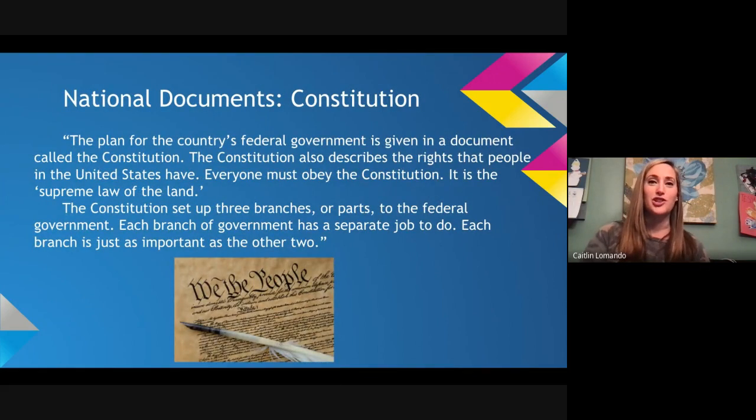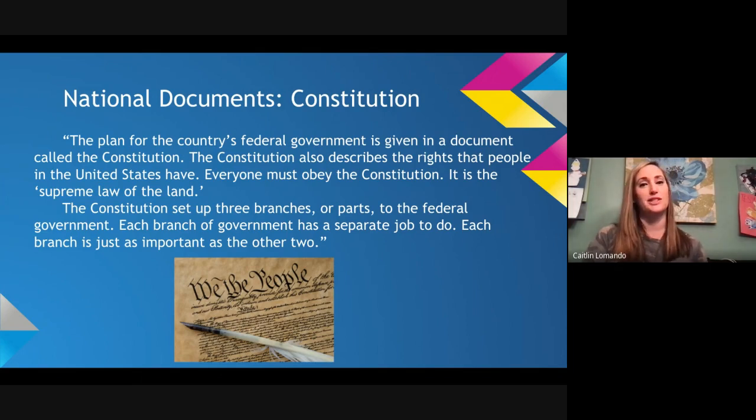The Constitution is another important federal document that governs us all. The plan for the country's federal government is given in a document called the Constitution. The Constitution also describes the rights that people in the United States have. Everyone must obey the Constitution. It is the supreme law of the land.